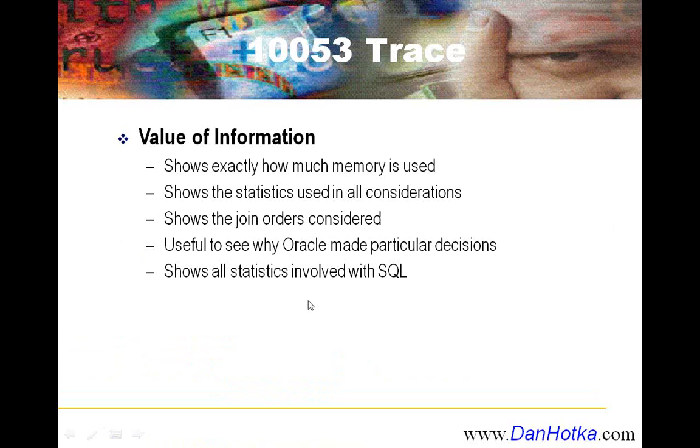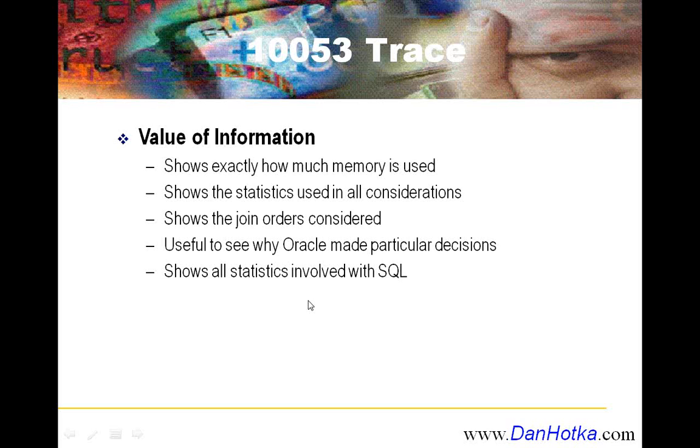So I find this trace useful, especially from an instruction point of view, because I talk about the permutations. I talk about the different things that the cost-based optimizer goes through when processing, doing a hard parse on your SQL statement, and this trace shows it.